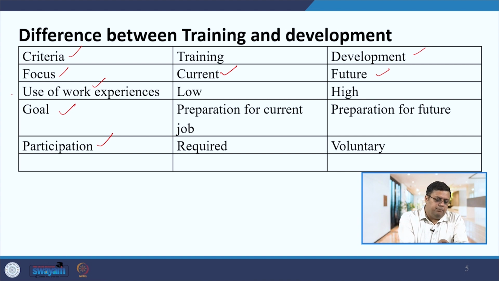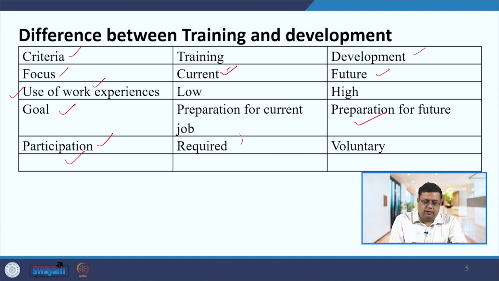The next important parameter is use of work experience. In the case of development, work experience is required to a great extent, and in the case of training, work experience is not required. Goal of the training: preparation for the current job, that is what we just discussed, the current and future, and preparation for the future.